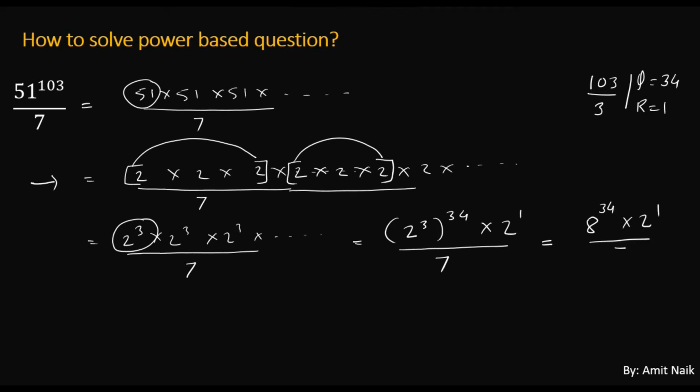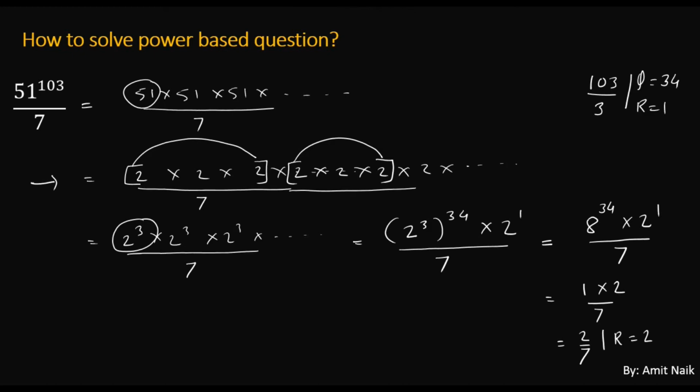Fine. Now each time I divide 8 by 7, 34 times, I will get remainder 1 in each case, because 8 divided by 7, the remainder is 1. So here I get remainder 1, 34 times, and 1 I can multiply 34 times, that will give me a remainder of 1. Then 2 to the power 1 is 2 itself, divided by 7, that leaves me 2 by 7, and 2 by 7, the remainder is 2.